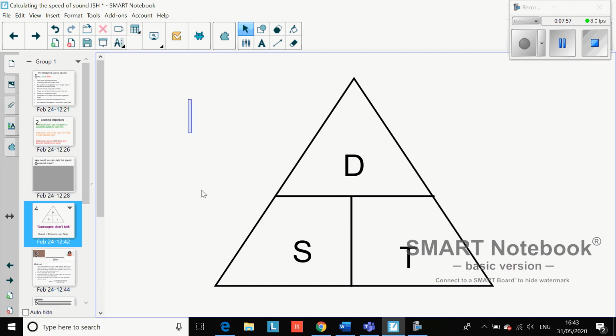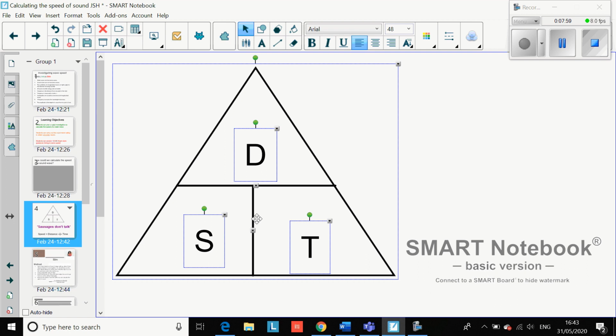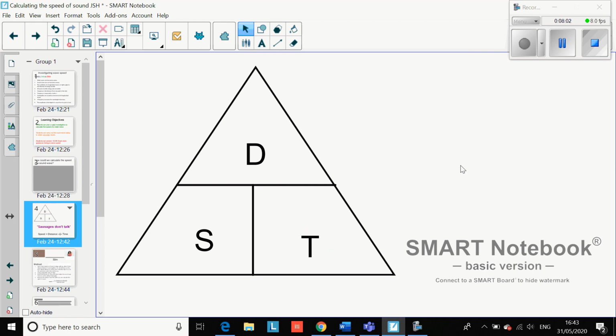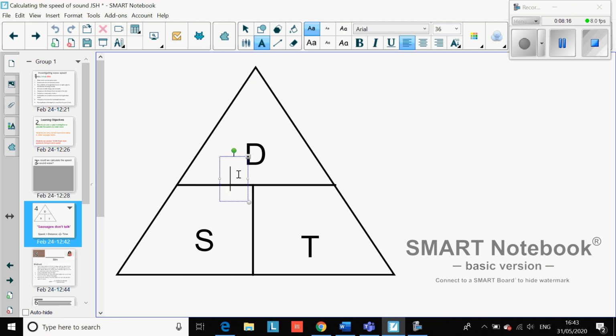Some of you might be familiar with this and have come across it before. This is how we calculate the speed of a wave. So let's see what we need to know. What do we need to know about speed? Well, we need to know how far an object has gone. So D stands for distance. And what do we measure distance in? Of course, in the standard unit, meters.